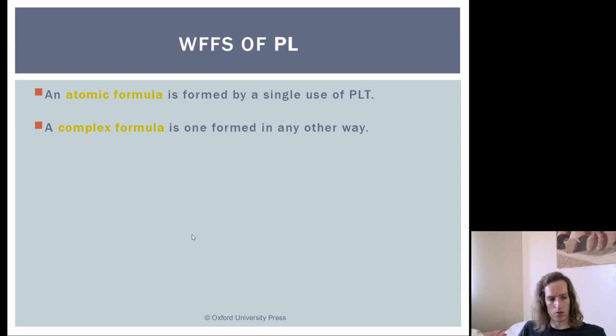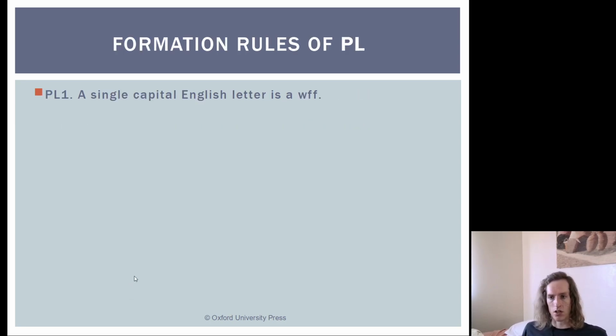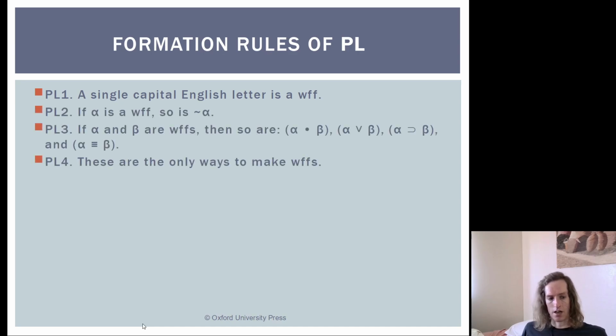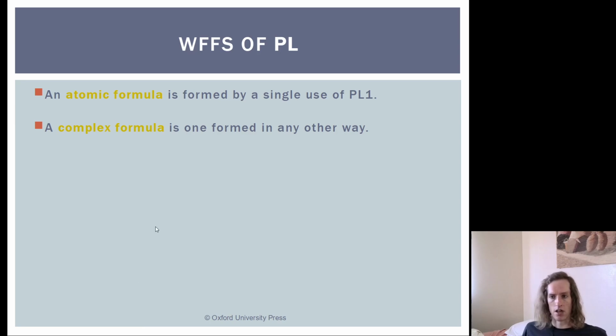All right. So next, an atomic formula is formed by a single use of, again, this should be PL1. I'll go ahead and fix that. Okay, that should be fixed. An atomic formula is formed by a single use of PL1. If we remember, PL1 is just a single capital English letter well-formed formula. So any single capital English letter is going to be an atomic formula. A complex formula is one formed in any other way.